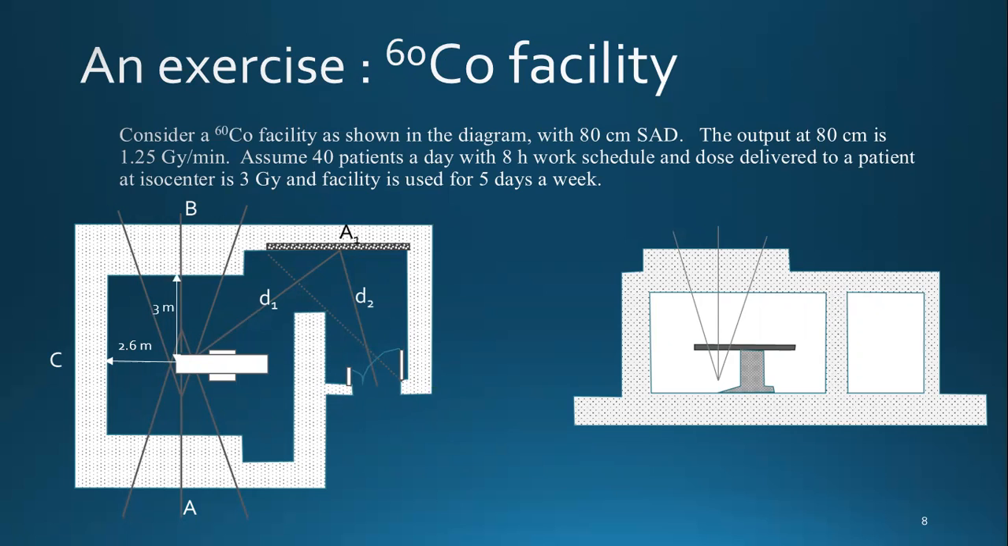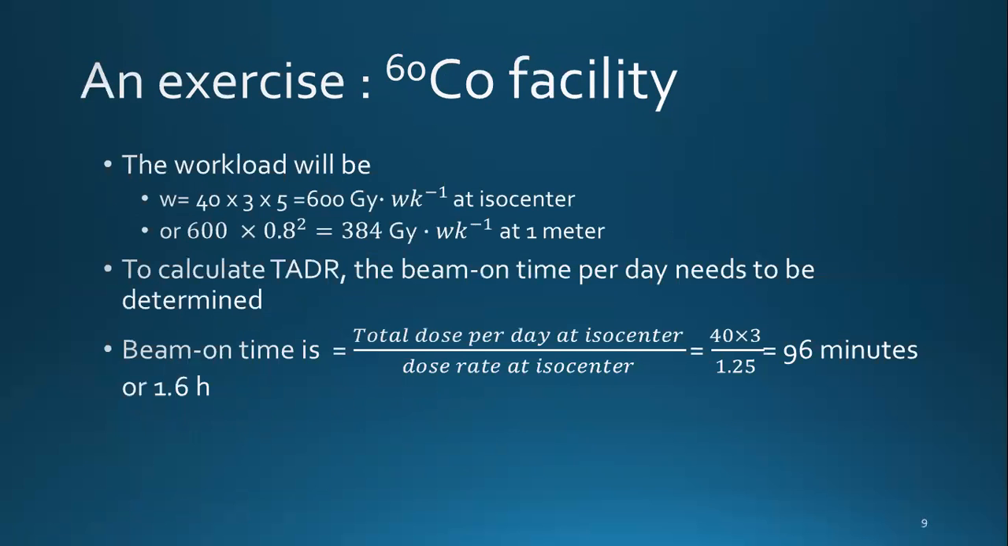The first thing will be for us to calculate the workload. We already know that we are treating 40 patients a day with this machine, and each patient gets 3 gray, and that is a 5-day week. Therefore, the workload at ISO center will be 600 gray per week. This is a Cobalt unit, and the ISO center is at 80 centimeter from the source, and the workload is normally denoted at 1 meter distance from the source. So if you apply an inverse square law correction, the workload will be 384 gray per week at 1 meter.